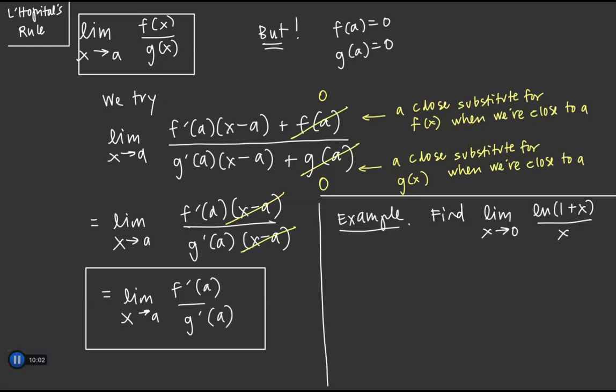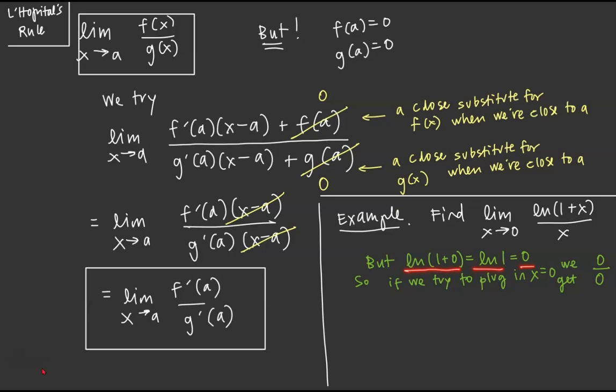So let's look at an example. Say we were asked to find the limit as x goes to 0 of natural log of 1 plus x over x. If we just try to plug in x equals 0, we get natural log of 1 plus 0, that's natural log of 1, which is 0. And of course, the denominator is 0. So we get 0 over 0, and we're in the case we were talking about earlier. So we're going to use L'Hopital's rule.